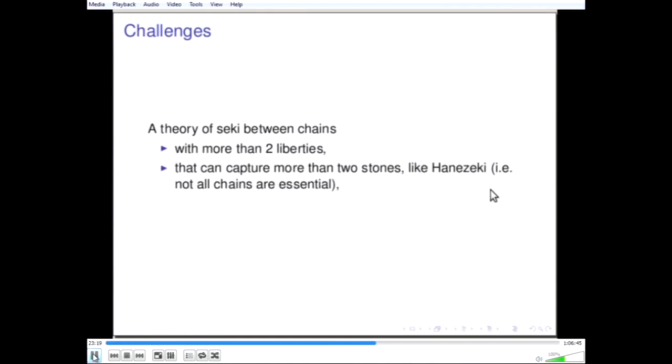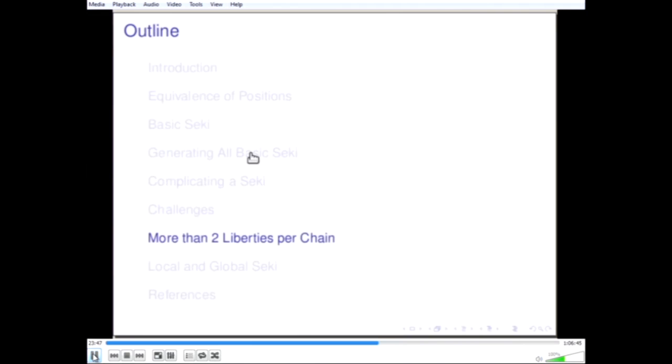What are challenges? Well, we might want to look into a Seki with more than two liberties per chain. And Sekis where one can start, can capture chains, but it's still a Seki, or Seki which even involve ko. The rest of the talk will consider Seki where chains have more than two liberties.